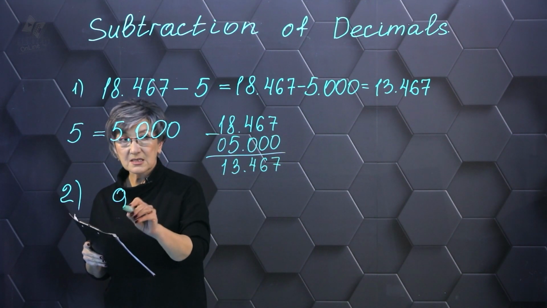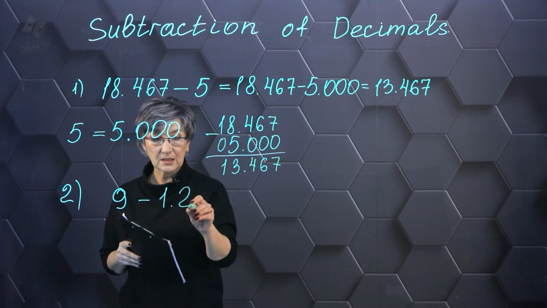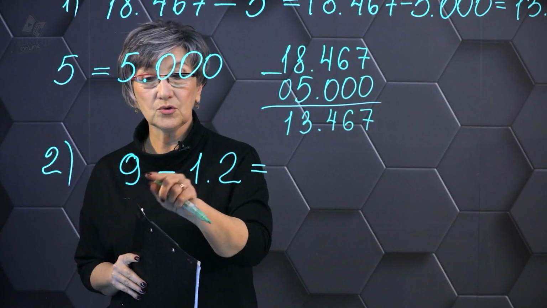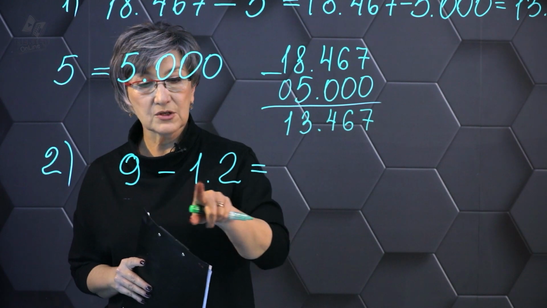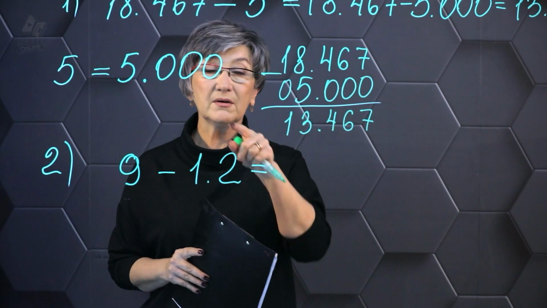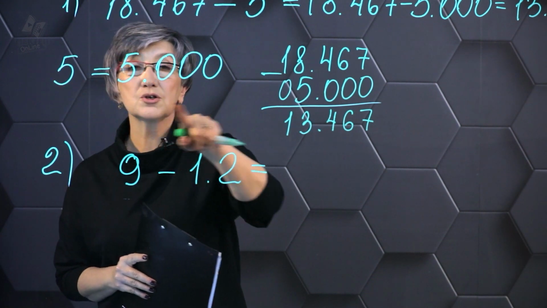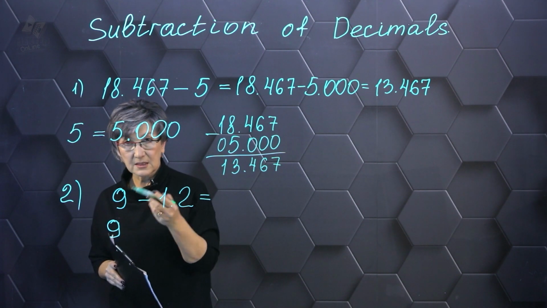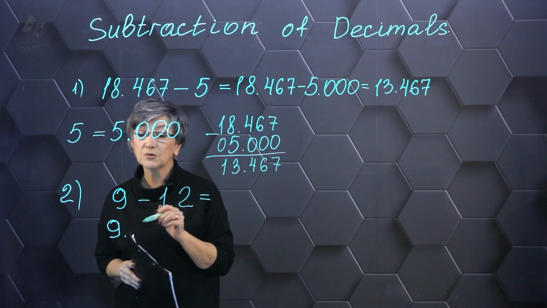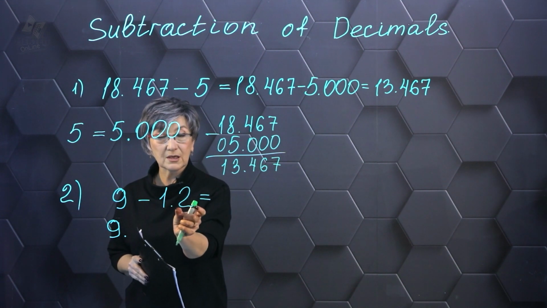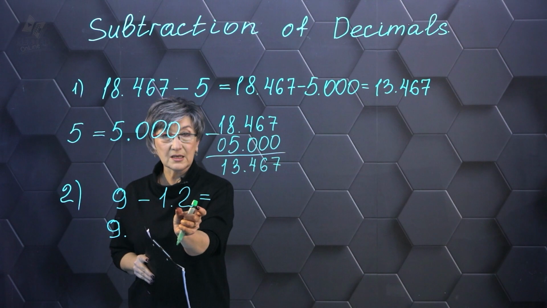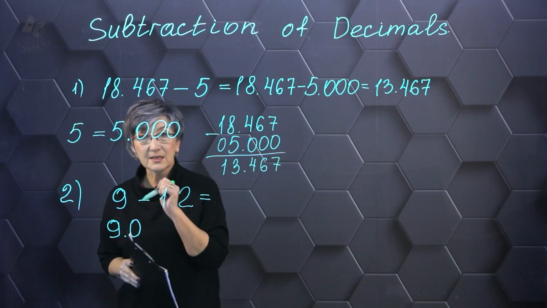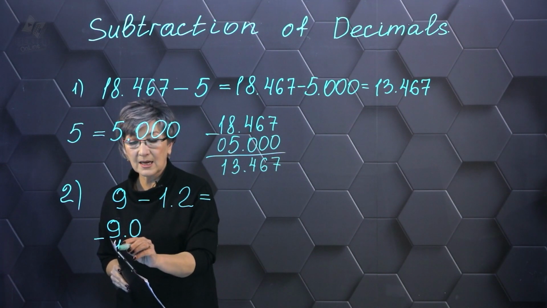Next, I need to subtract 1.2 tenths from 9. What are we going to do in this case? Once again, I am required to subtract a decimal from a whole number. As we mentioned previously, converting a whole number into a decimal fraction is necessary. Let's take the number 9 and write it accordingly. After 9, we'll put a period. Then let's notice how many digits we have in the second number. It's 1 digit after the period. That's why I write 9.0 minus 1.2.